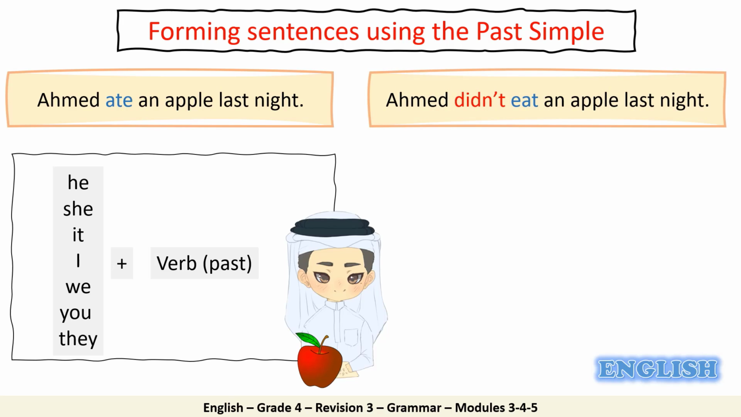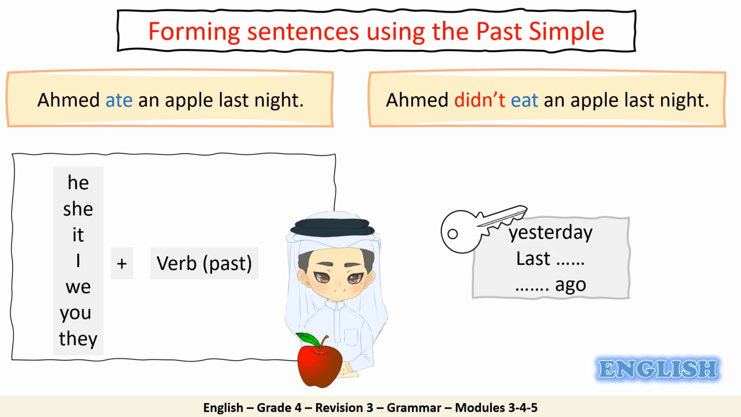Let's go over the negative. We would say, Ahmed didn't eat an apple last night. Whenever we have did in a sentence or a question, we use the verb in the base form. What about the keywords? We would say yesterday, last week, last night, last month, or a week ago, 3 days ago, and so on. And we use it to talk about actions that happened in the past and finished.